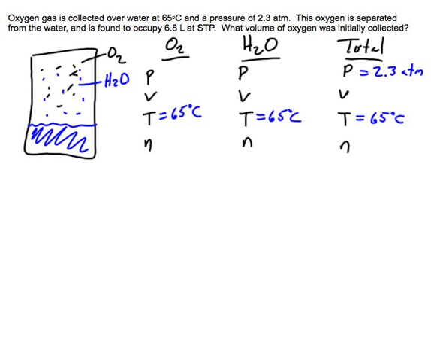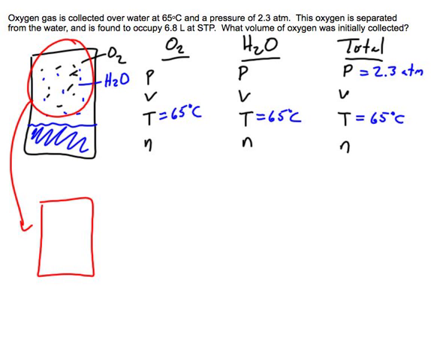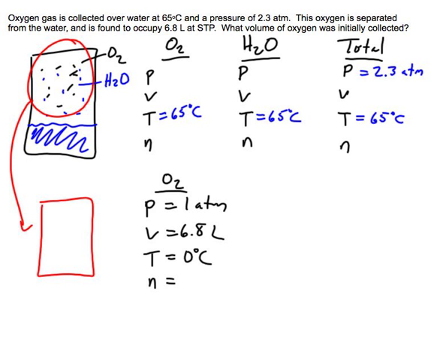Now, what else do we know? We know something else about the oxygen that's going to be collected and put into a new container. This oxygen is going to be separated from the water and placed into a new container. It's the same oxygen, just a new container, but we can make a new set for it, with its own pressure, volume, temperature, and moles. According to the problem, its volume is 6.8 liters at STP, that's 1 atmosphere and 0 degrees Celsius. We don't know the moles of that. That's everything given in the problem statement.